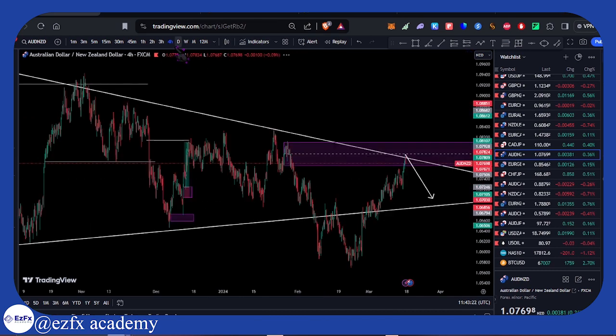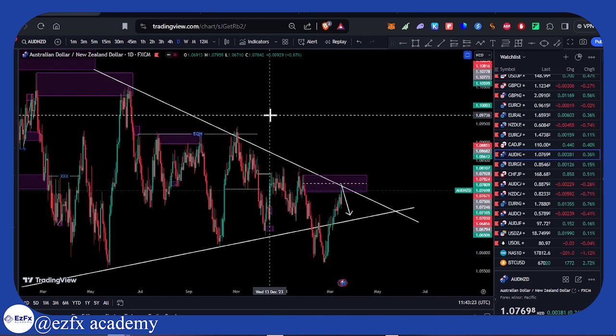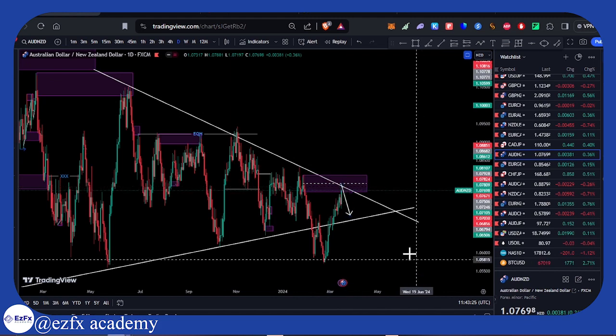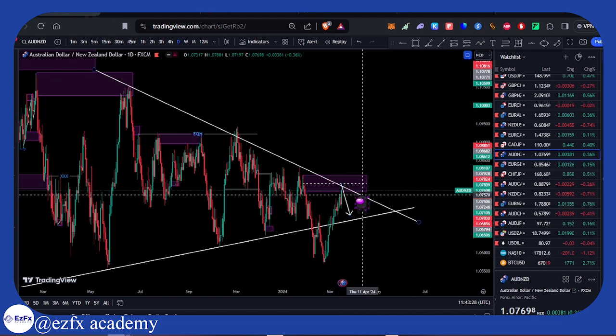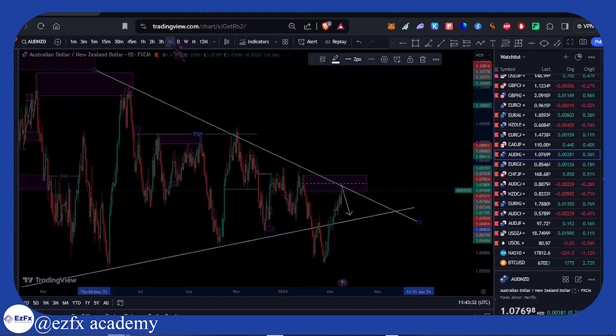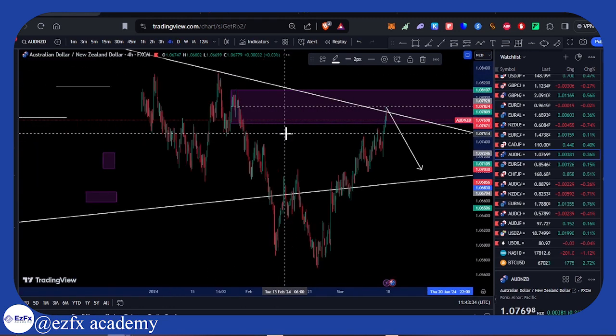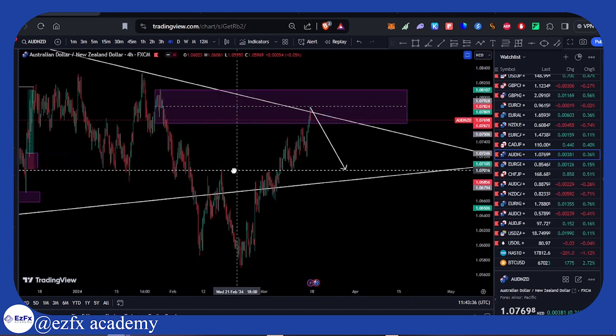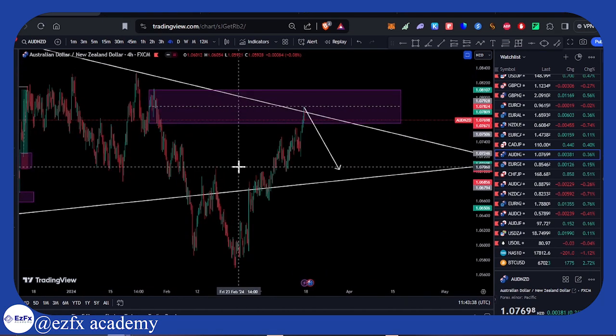Now let me just go up to the daily time frame quickly. I want to show us something. As you can see here, we have a trend line that has held up for a couple of months now. Currently we're seeing price come towards that trend line again, and that trend line also intersects with a supply zone that we've had marked out. I think I marked this out on the daily.